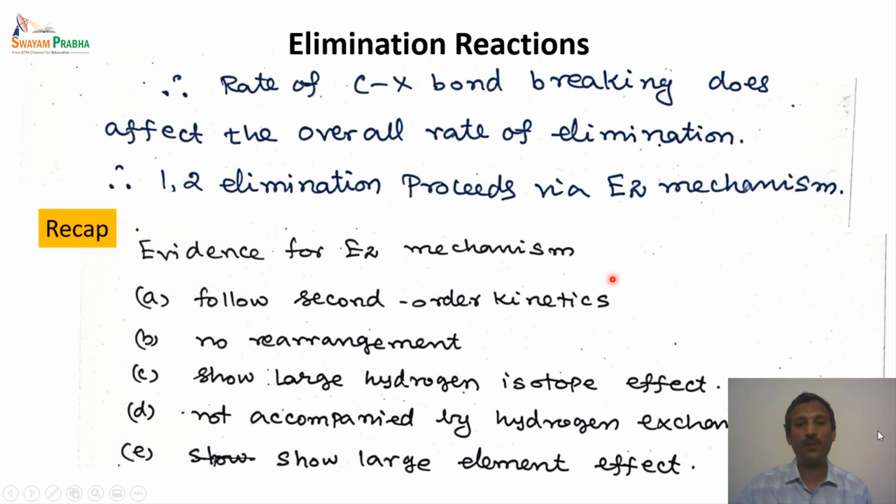So let us recap the evidences we have seen so far. The reaction follows second order kinetics, there is no rearrangement, and it shows a large hydrogen isotope effect, which we saw as 7. It is not accompanied by hydrogen exchange, and it shows a large element effect. These are the evidences which favor the E2 mechanism.